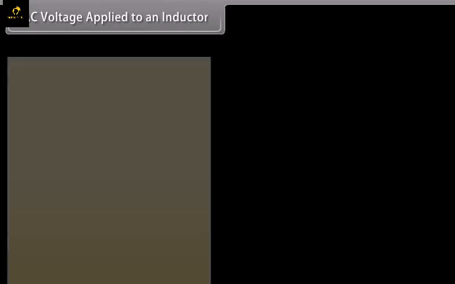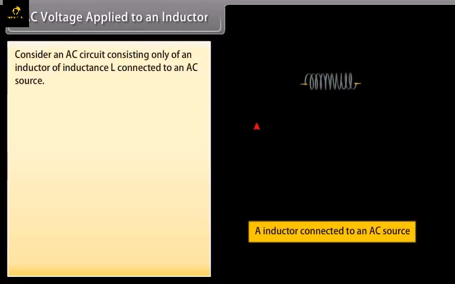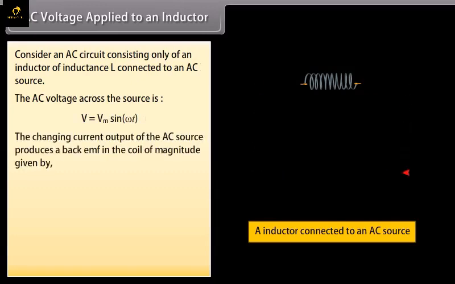AC voltage applied to an inductor. Consider an AC circuit consisting only of an inductor of inductance L connected to an AC source. The AC voltage across the source is equal to Vm sin omega t. The changing current output of the AC source produces a back EMF in the coil of magnitude given by EL is equal to L dI by dt.